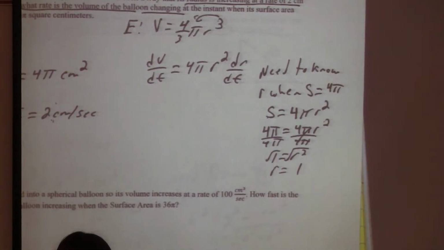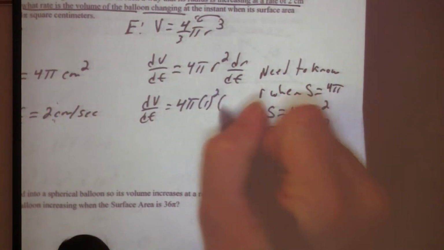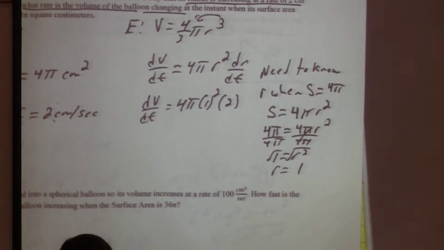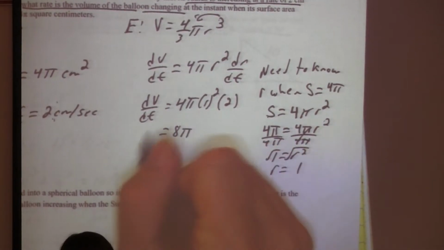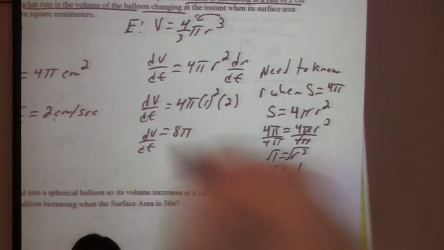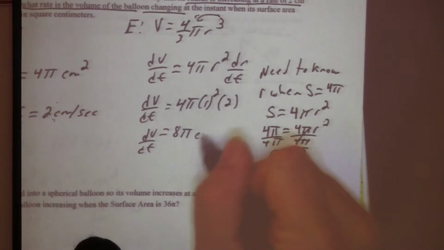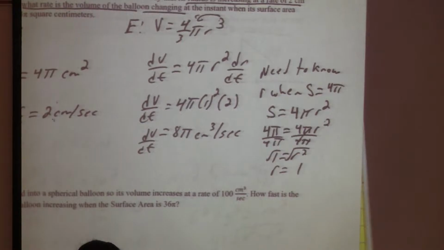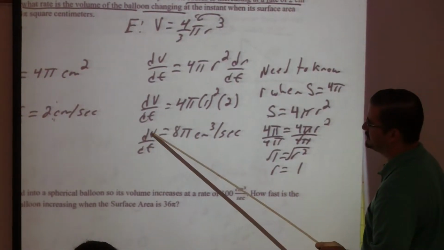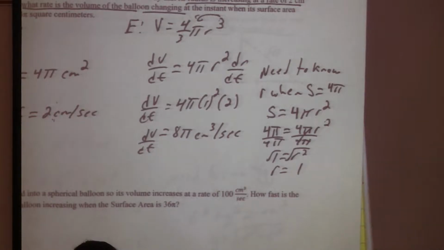Okay, now we have everything we need, we can plug it in, right? So dV/dt is going to equal 4 pi times 1 squared times 2. So that ends up giving us how many pi? 8 pi. And the units for this would be what? Centimeters cubed per second. Why cubed, Alejandra? Because it's volume, very good.